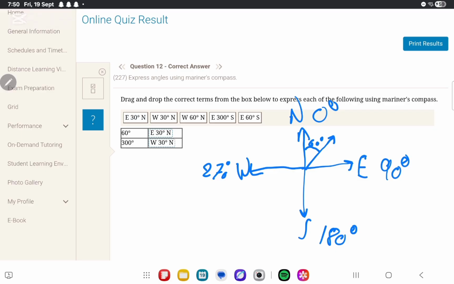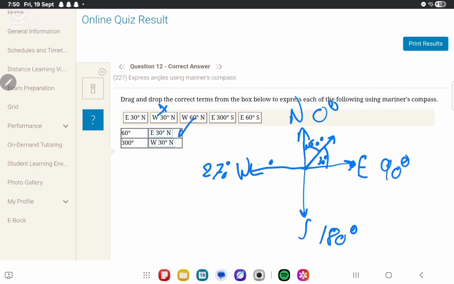Okay, now let me evaluate my options. I have east 30 degrees north. Okay, this is very promising because if I start off east and I go 30 degrees north, I'll end up with a vector here 30 degrees, and 90 minus 30 is 60. So I have 60 degrees here, which is why this is the correct answer. But let's evaluate it more. West 30 degrees north. West, and then I go 30 degrees in the northern direction. So like this. Okay, this is 30. As you can see, this and this are not the same vector. So this is wrong.